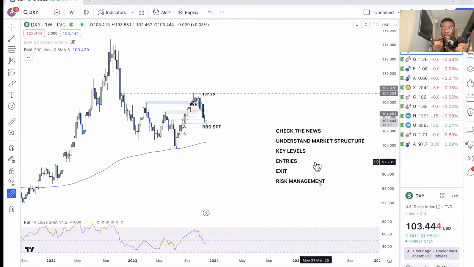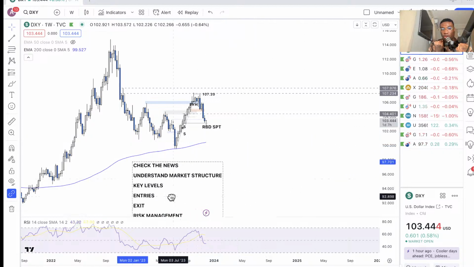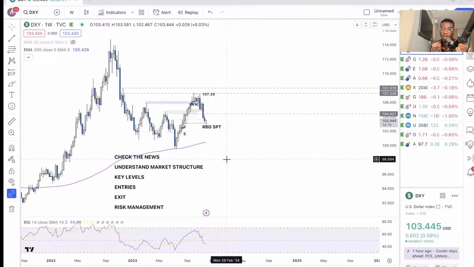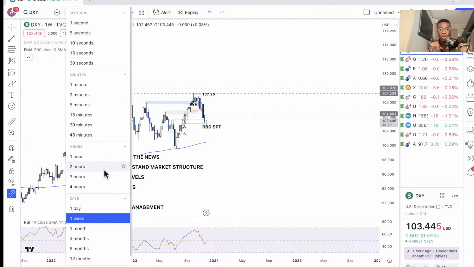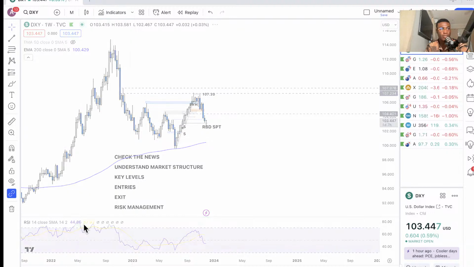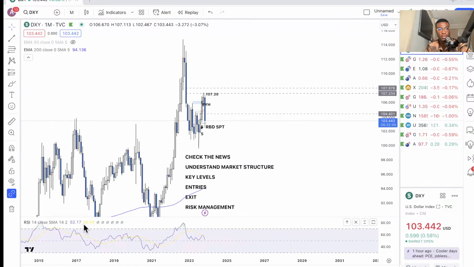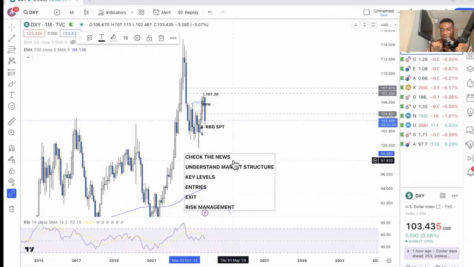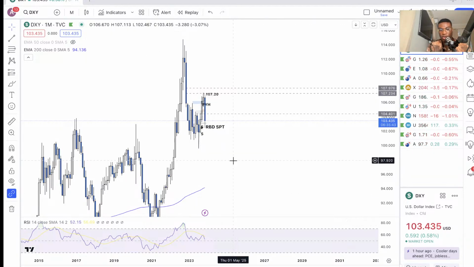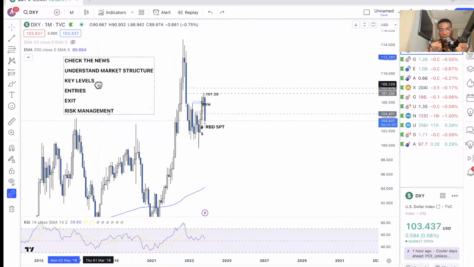So the second thing you want to do is to understand market structure. And by doing that, there's a process. The first thing you want to do is to go to the higher time frames. We're looking at the monthly time frame. So you want to go to the higher time frames.